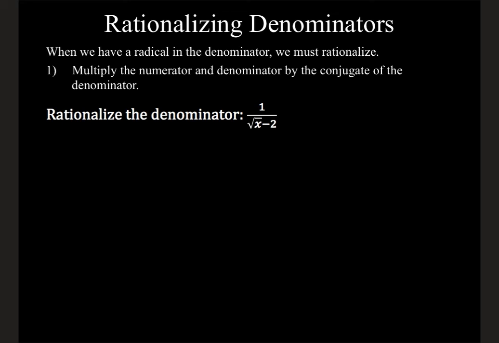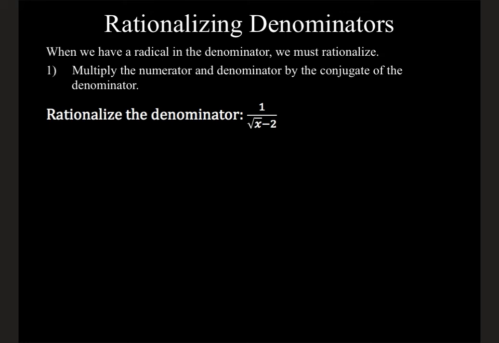And lastly, we're going to look at rationalizing denominators. When we have a radical in our denominator, we have to rationalize it. And we do this by multiplying the numerator and the denominator by the conjugate of the denominator. So when you have something like square root of x minus 2, its conjugate is actually going to be square root of x plus 2. We just change the sign that's in the middle.